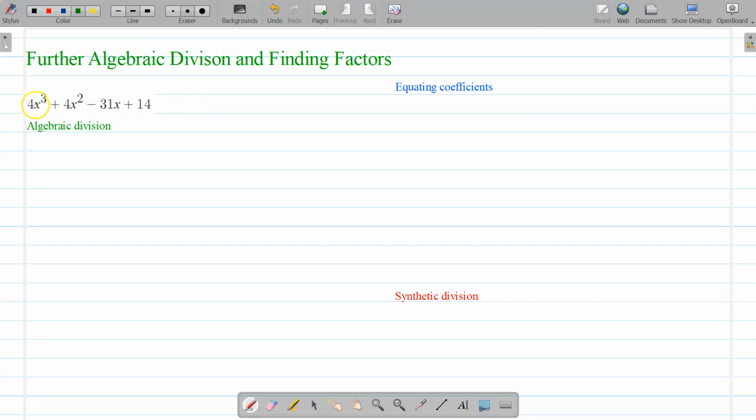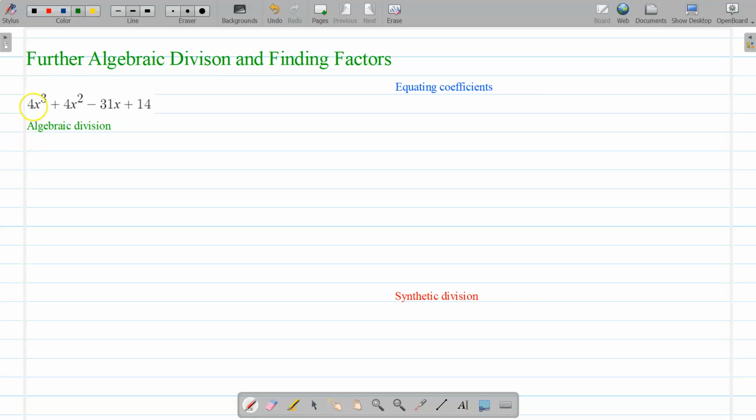So I'm going to start by suggesting to you that to get the 14 at the end, one of the factors must end in a factor of 14. So it must be 7 or 2 or possibly 1 or 14. So we're going to try x equals 1 first of all.